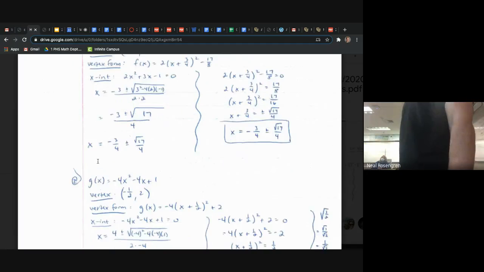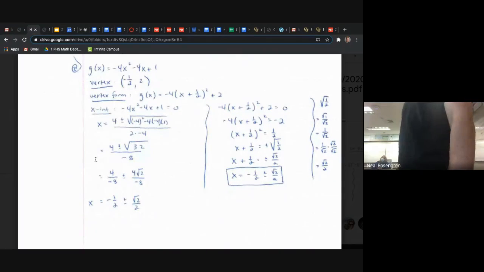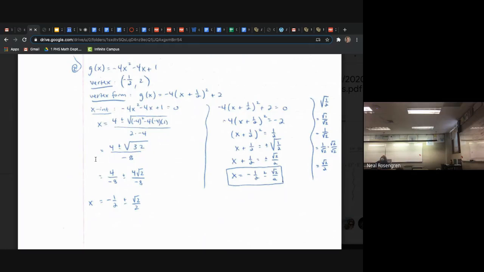This one threw a little something at us when we used the vertex form, which is over here on the right. When you take the square root of a fraction, you take the square root of the top and the square root of the bottom. Well, I had to take the square root of 2 in the denominator, and that's just the square root of 2. And so I had to rationalize that denominator. Right? Square root of 1/2 is the square root of 1 over the square root of 2, which is 1 over the square root of 2. But then I have to multiply top and bottom by that square root, so my denominator is rationalized.